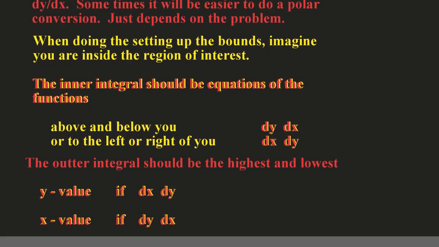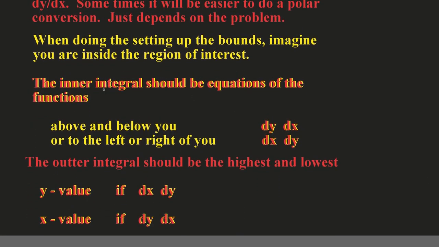Here is the rule: the inner integral, when I'm writing an integral, should be an equation of the line, whereas the outer integral is the highest and the lowest, either y or x value.